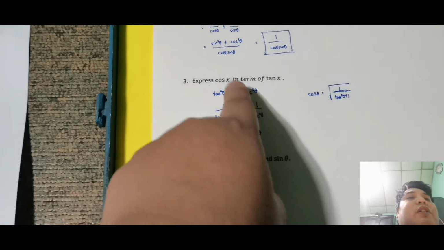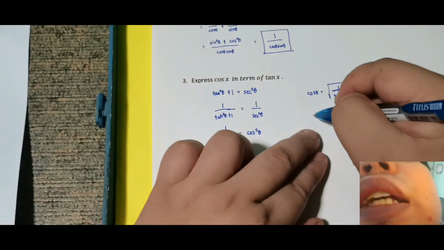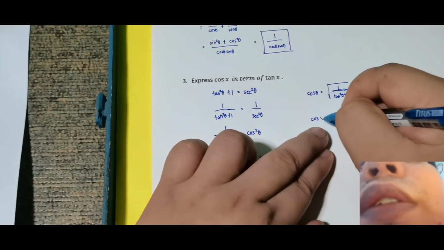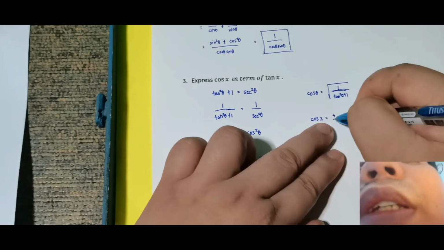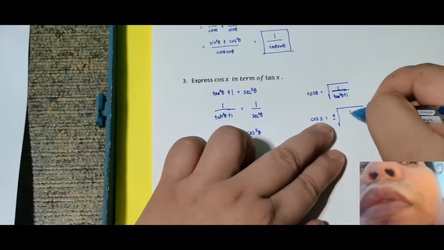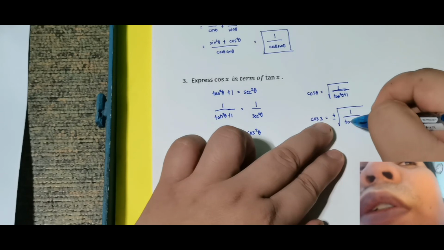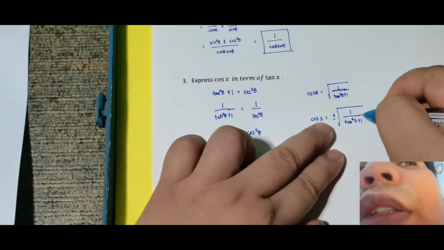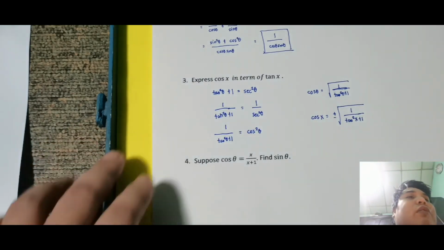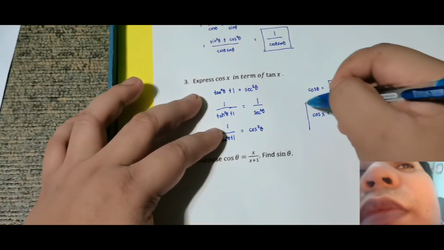x. So, since x na pinag-uusapan, gawin natin ganito. This is cosine x is equal to positive negative square root of 1 over tangent squared x plus 1. So, nakadepende yung sign sa kung anong quadrant si x. Okay, so, ito yung ating sagot.